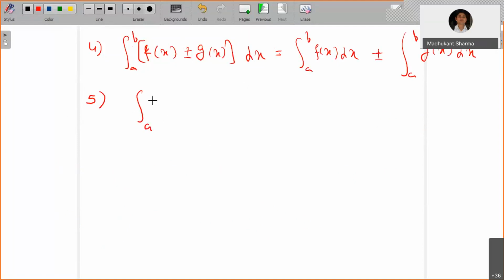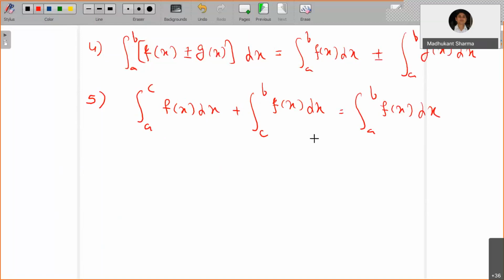If you have the breaking point, integration a to c f of x dx plus integration c to b f of x dx, and f is Riemann integrable over the entire interval a to b and c is some point in between a and b, then this is equal to integration a to b f of x dx. Here a is less than c less than b. Since f is Riemann integrable over the entire interval a to b, you can prove that it is also Riemann integrable over a to c and c to b, and that you can establish.